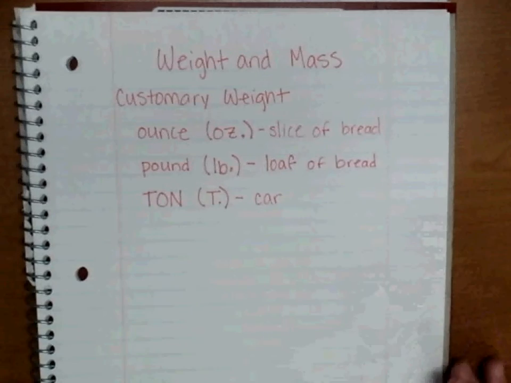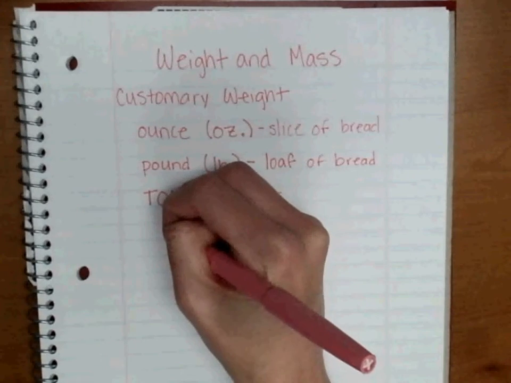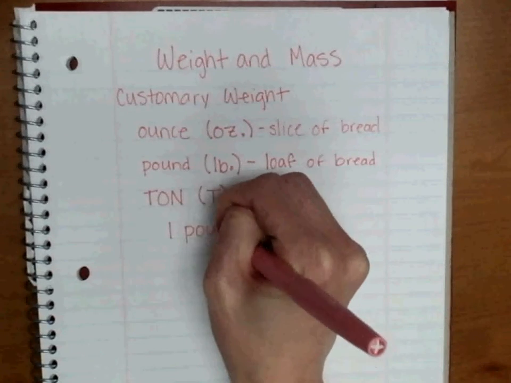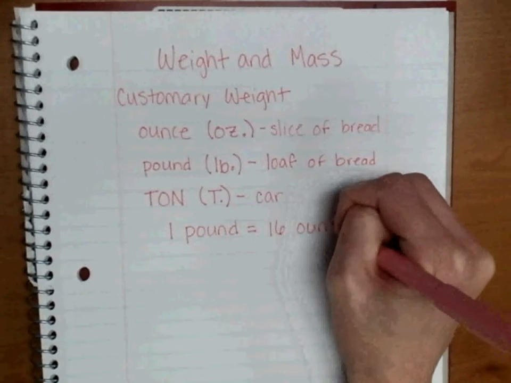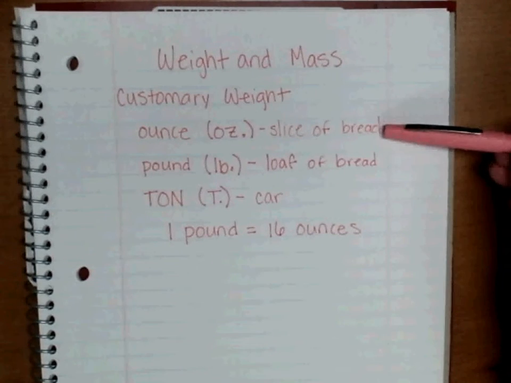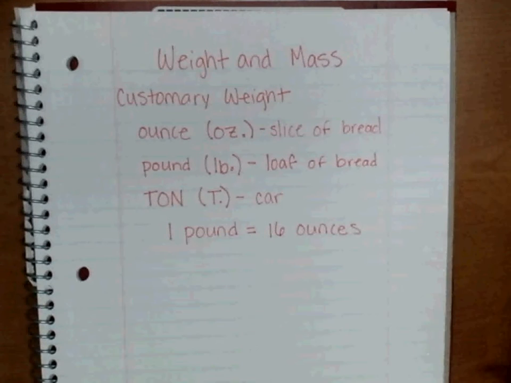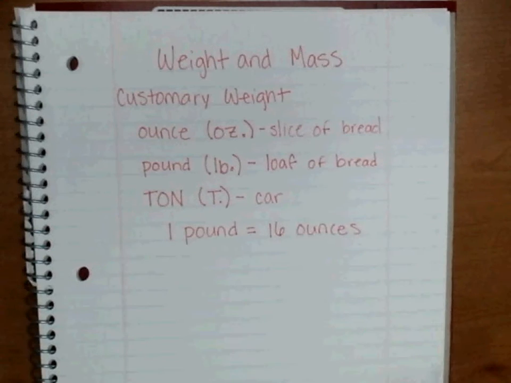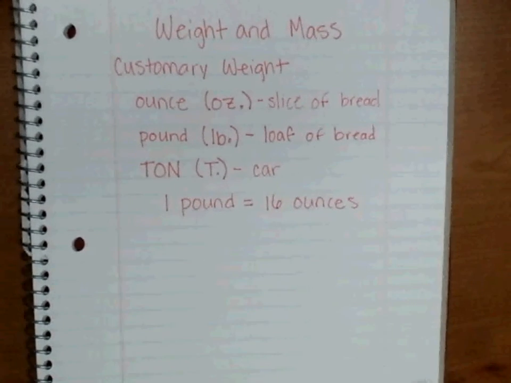And we're going to look at some equal weights. 1 pound is equal to 16 ounces. So if you think about it, 16 slices of bread might equal about a pound. You'll see on things you buy at the grocery store, if it says 16 ounces on the label, it's about a pound. Usually sugar and flour, anything with baking, is sold by the pound.